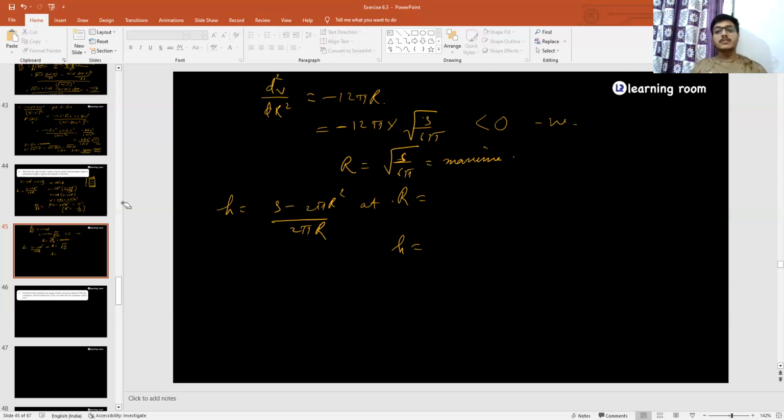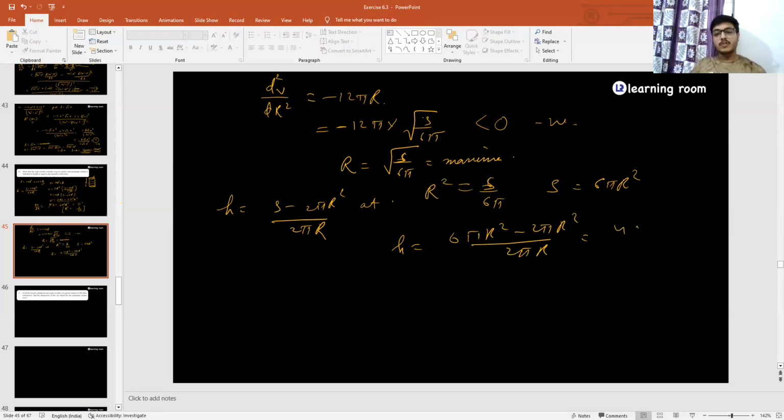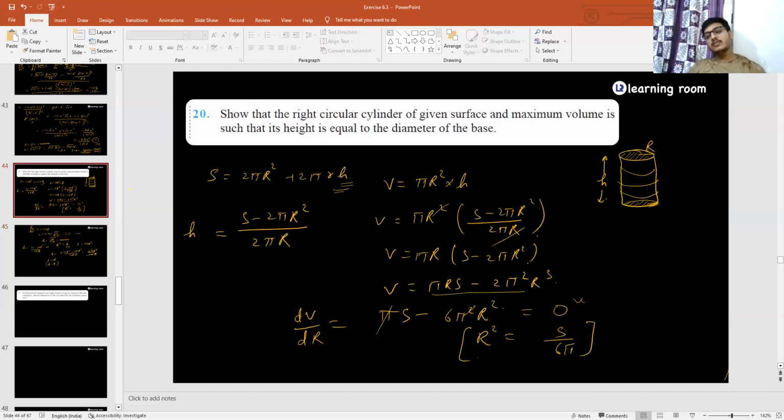Or directly, instead of doing this much, you know that r square is equal to s by 6 pi, so s is equal to 6 pi r square. You directly substitute, you'll get the same thing. So h is 6 pi r square minus 2 pi r square upon 2 pi r. So it will be 4 pi r square upon 2 pi r, so this is 2 and r gets cancelled. So h will be equal to 2r. That means h is equal to the diameter. So we got that when the height is equal to the diameter of the cylinder, we get the volume to be maximum for a given surface area. Agree or not?